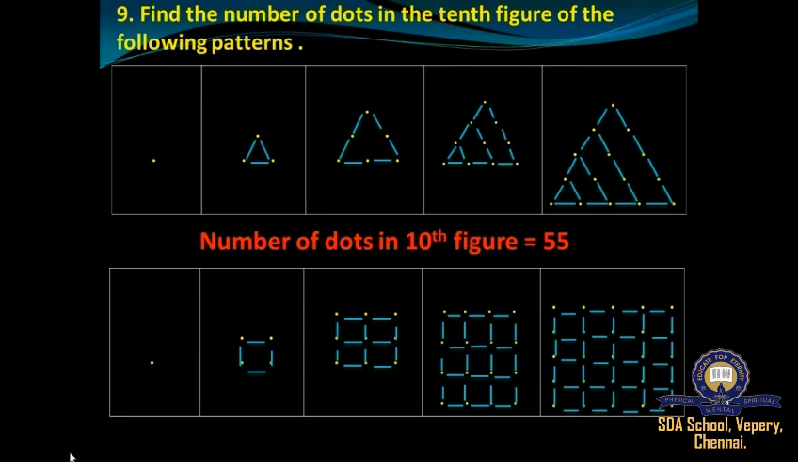Understood, students? Now look at the second figure, students. The number of dots in the first pattern is 1. In the second pattern it is 4. Third pattern it is 9. Fourth pattern it is 16. And in the fifth pattern it is 25.